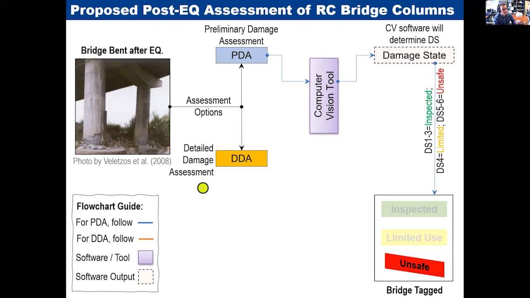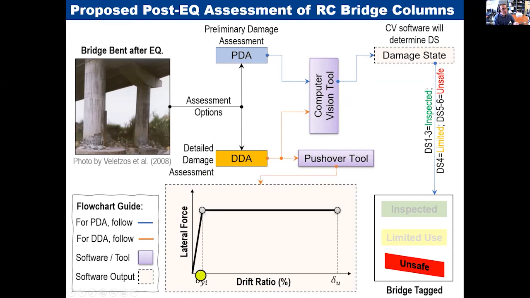Then if you want to do more detailed analysis, detailed damage assessment, you need to first perform a pushover analysis. Now we have a tool for you. With only 8 column parameters, you can get this chart, force versus displacement, what displacement will fail. And then you also need column pictures to fit into the computer vision tool. It will estimate the damage state.